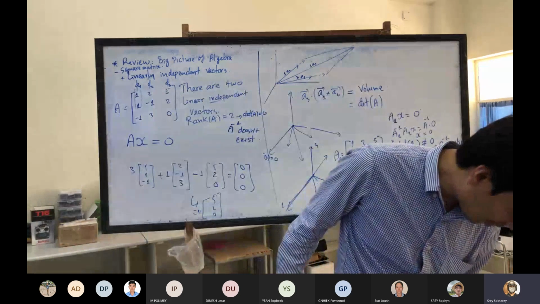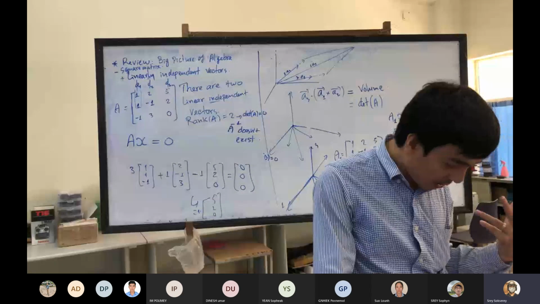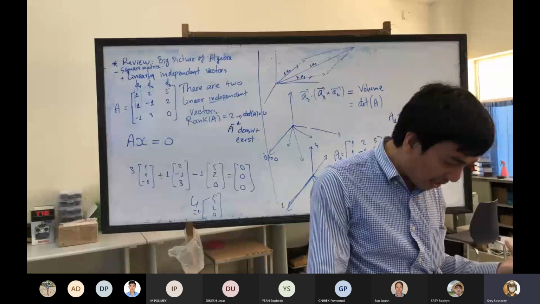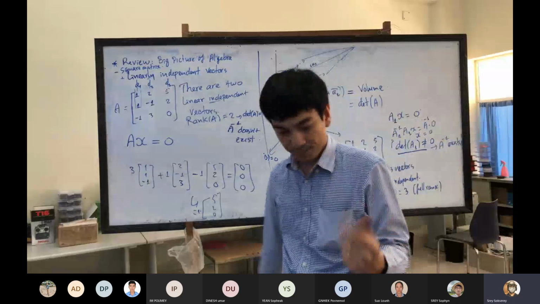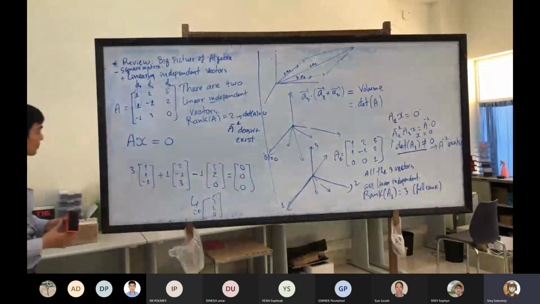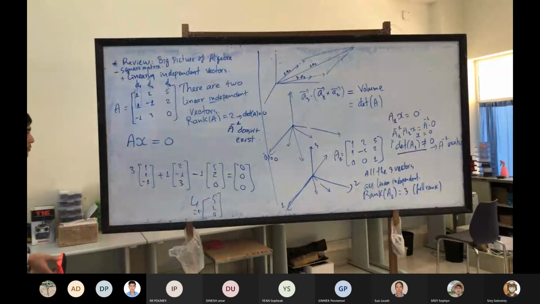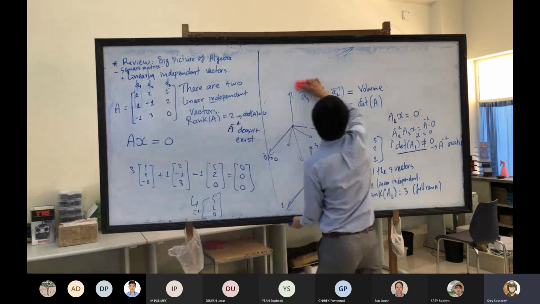Rank, determinant, and then reduced row echelon form. So before finding eigenvalues, I want to show the reduced row echelon form. So what is it? What is reduced row echelon form? So I can erase this.